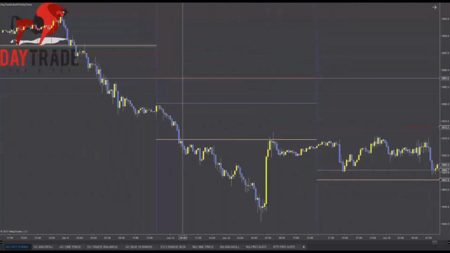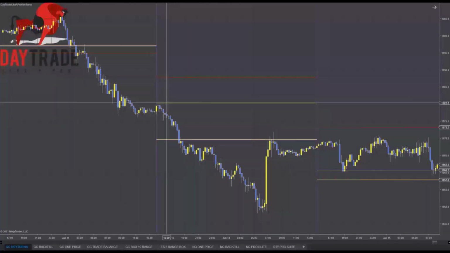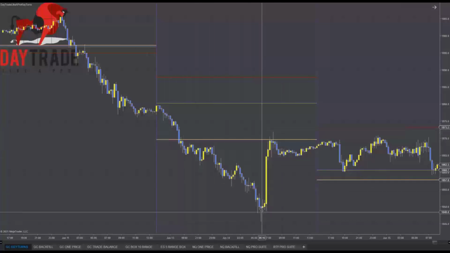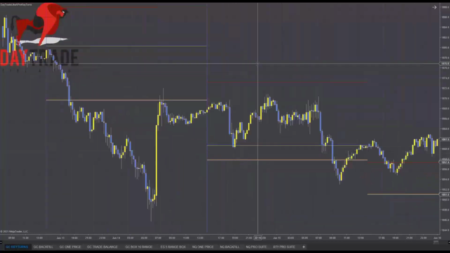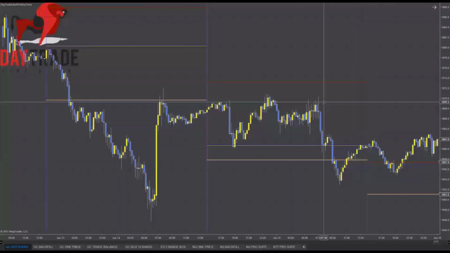So we want to be short below here. We want to be short below here. We could be a buyer above this one, but then if it breaks below it, we want to be a seller. And then look at what happens, comes back up. It moves away, comes back to retest key turns, and then holds below that the rest of the day. And then most of this trading happened inside of this key turn area.